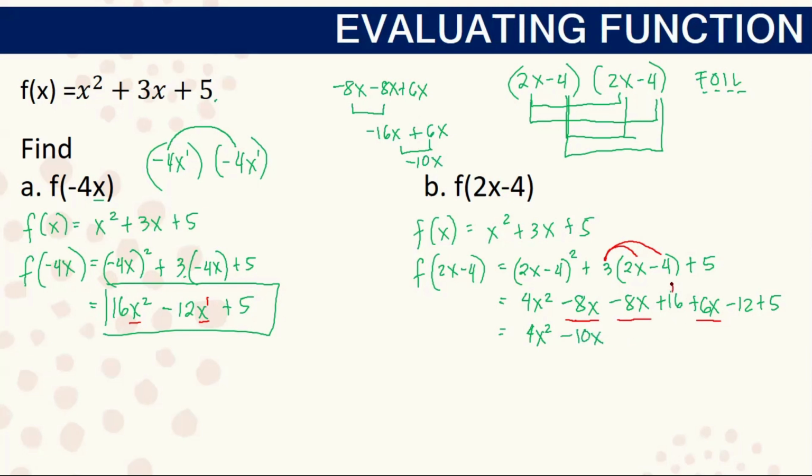Then 16 can be combined with these two terms. 16 minus 12 plus 5, we get 16 minus 12, we get positive 4. Then plus 5 is 9. So plus 9. And wala naman ang pwedeng i-combine. So this is now the final answer. So gaya nung sinabi ko sa inyo, once na yung input ay may variable, mag-expect din kayo na sa final answer ay may variables din. Okay? So that's it for evaluating functions.